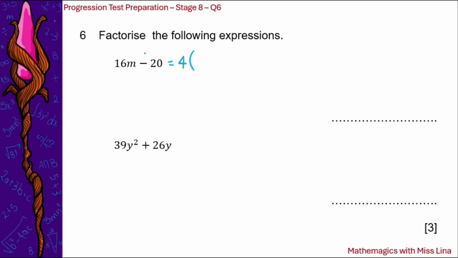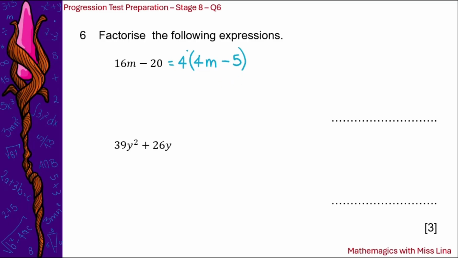Now we need to find an expression that multiplied by 4 gives you the 16m. That would be 4m, since 4 times 4 is 16. And we also need the minus, and then a number that multiplied by 4 gives you the 20. That would be 5. And that will be the factoring already. This is one factor and this is the second one.